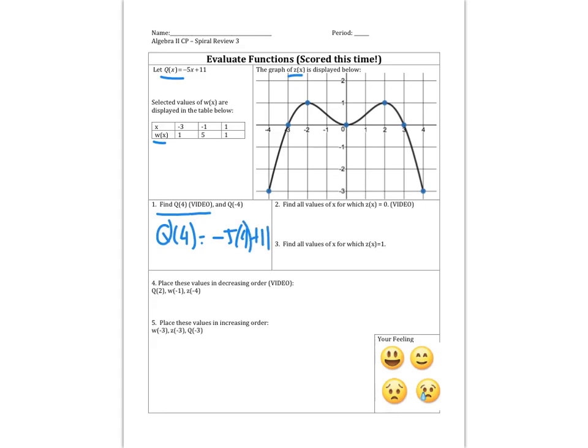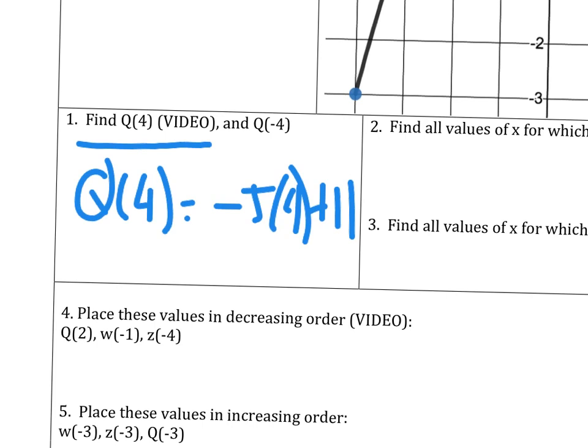I'll zoom in so I can write a little more neatly. Negative 5 times 4 is going to be negative 20. Plus 11, that's going to be negative 9.